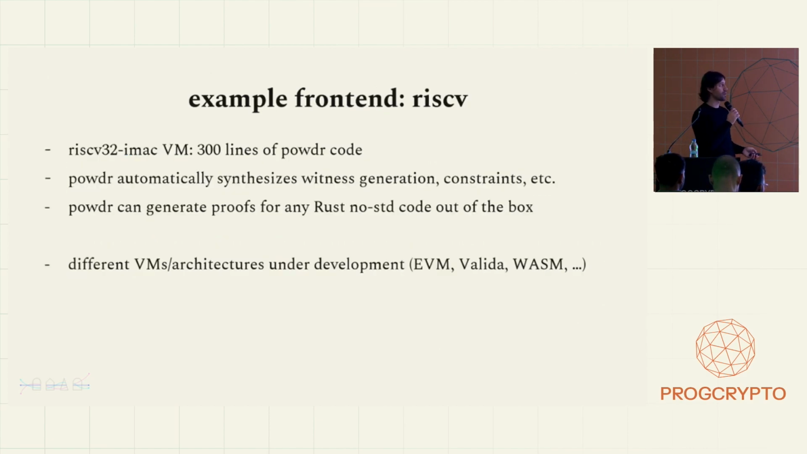And as an example, we wrote the RISC-V front end, which basically took 300 lines of Powdr code in assembly to specify most of the instructions that the RISC-V32 IMAC instruction subsets would need. And this basically allows us to compile Rust programs through LLVM into RISC-V assembly, from RISC-V assembly into Powdr assembly, and so on. And we're currently working on different VMs and architectures, for example, EVM, Valida, and WASM. Especially WASM and EVM are pretty important here because of use case, and Valida because of performance.